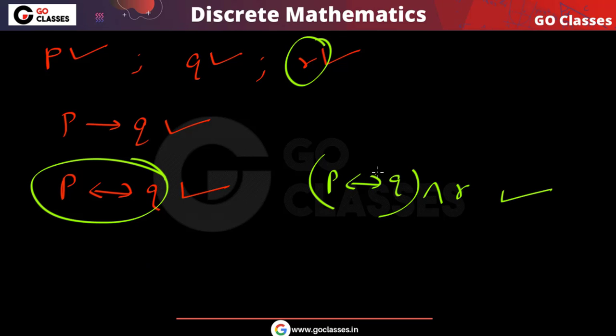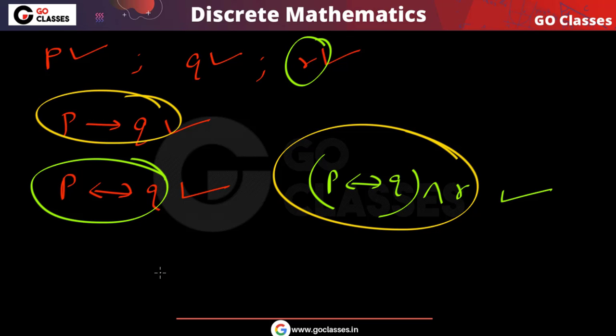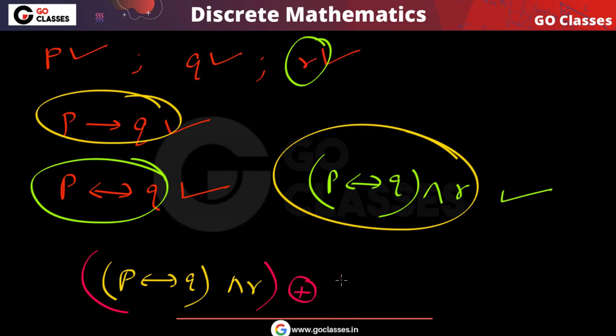Now you can notice this is a propositional formula and this is a propositional formula, so you can do their exclusive OR. So their exclusive OR is also a propositional formula. This is also a propositional formula. So the definition is very simple.